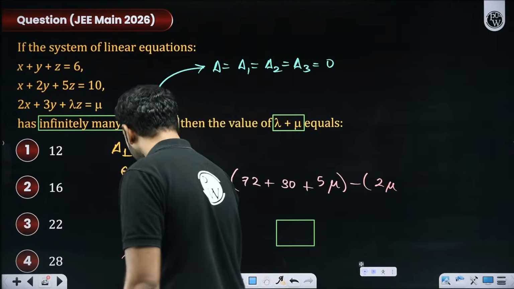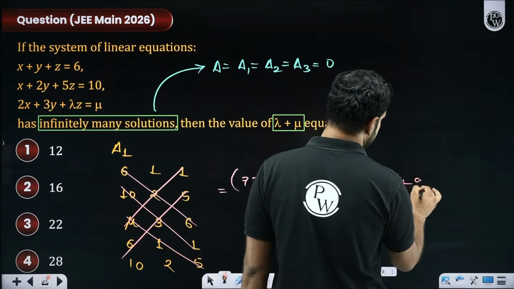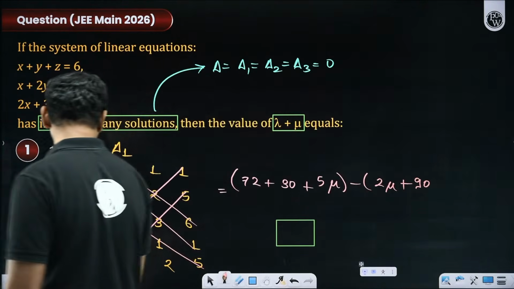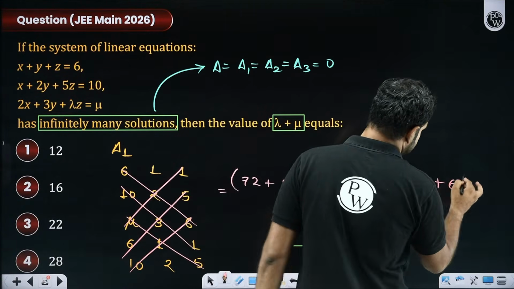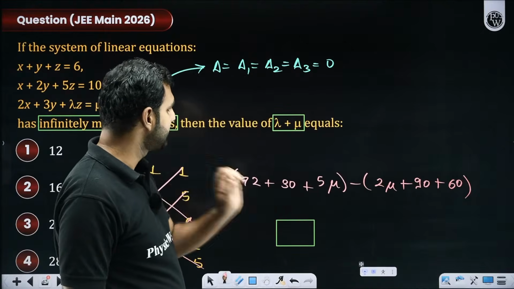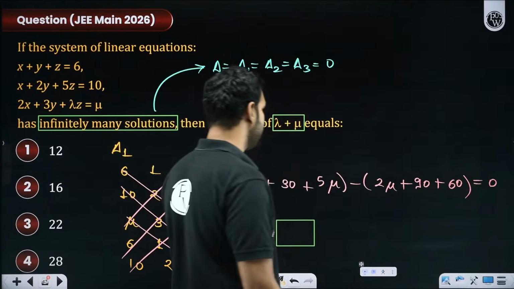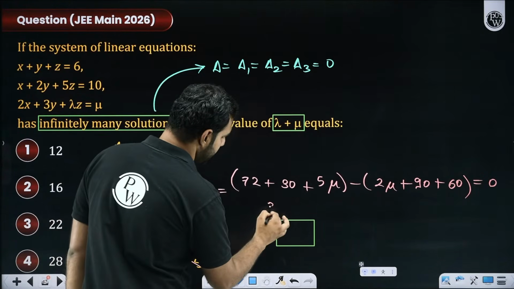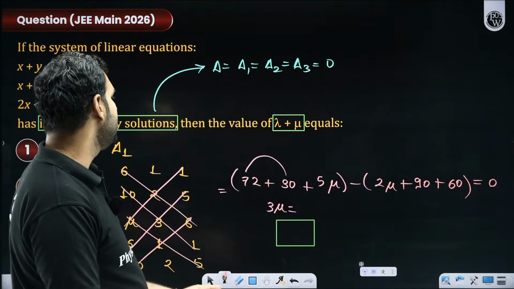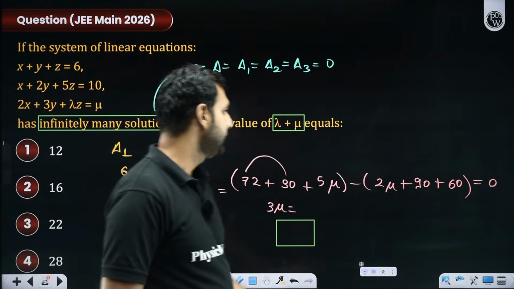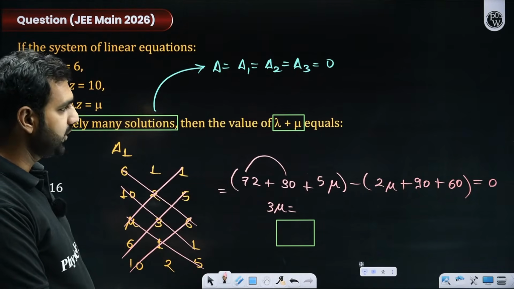Then 5 into 3 into 6. So 5 into 6 is 30. 30 into 3 is 90. So this here is 90. Everybody give me a quick update. And this is 10 into 1 into 6, which here is nothing but 60. Everybody got this? With this, 5 mu minus 2 mu. And of course, this is also supposed to be 0 because it has infinite solutions. So 5 mu minus 2 mu is clearly 3 mu. 72 plus 30, and 90 plus 60. So 72 plus 30 is 102. And this is 150. Yes or no? So from 102, if 150 is subtracted, I think it should be 48.